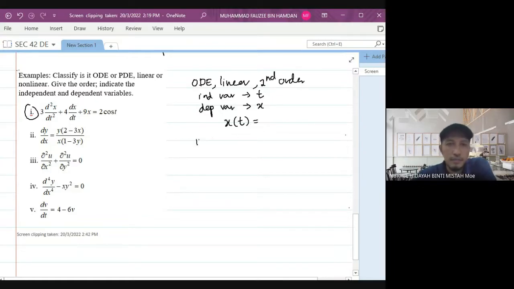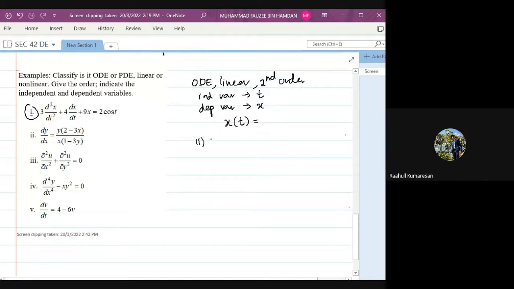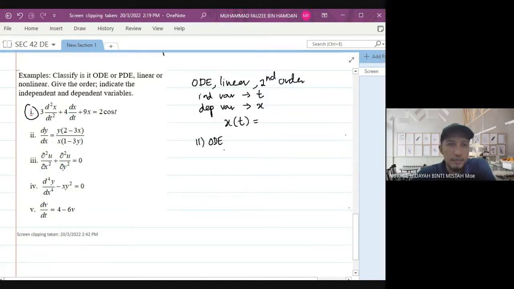Second question. ODE or PDE? ODE. Is it linear or non-linear? Justin said linear. Aisha said linear. Anybody want to try? You must have a reason. Muhammad Hazim also said linear. Jing Ji Lee also said linear.